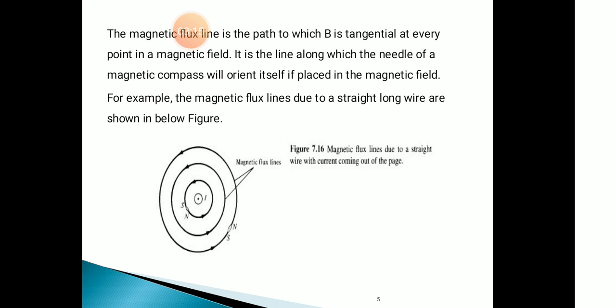The magnetic flux line is the path to which B is tangential at every point in the magnetic field. That you have to understand. B is tangential at every point in the magnetic field. It is the line along which the needle of a magnetic compass will orient itself if placed in the magnetic field. For example, the magnetic flux lines due to a straight long wire are shown below.